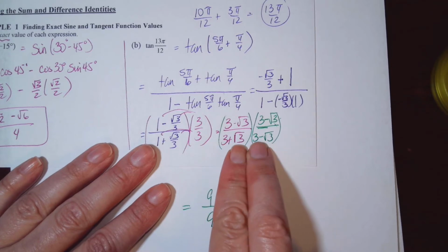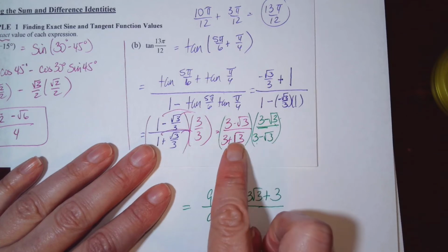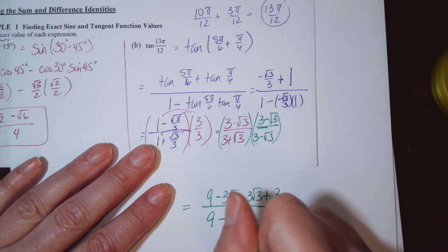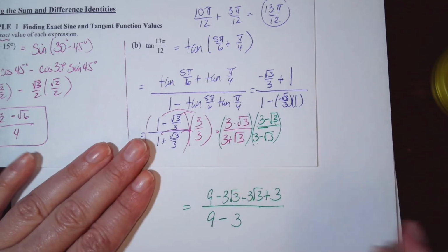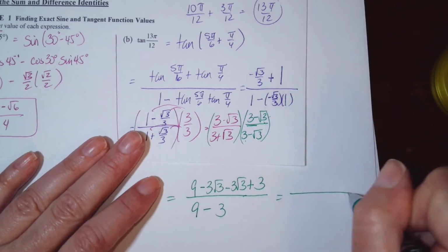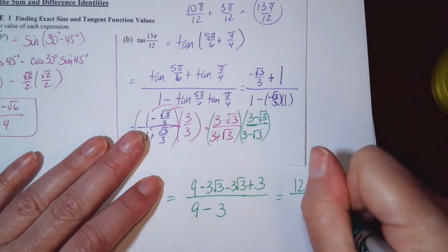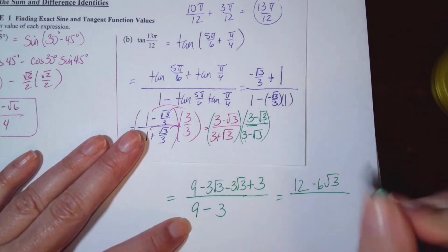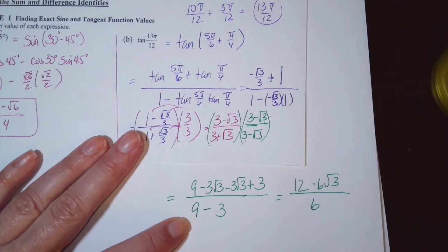They're going to add to 0. That's why we chose to do it this way, so that that would add to 0. And then I have a positive times a negative. Square root 3 times square root 3 is just 3. When I clean up that numerator, 9 and 3 is 12 minus 6 square roots of 3 all over 6.